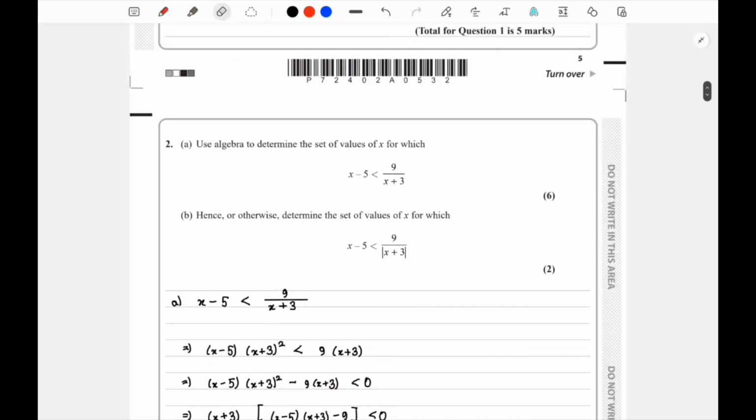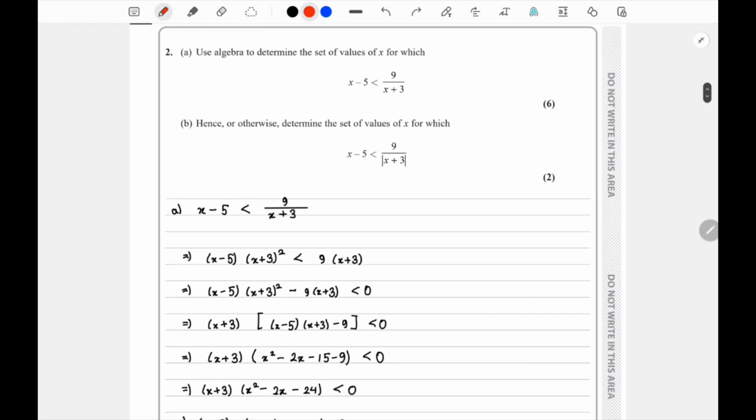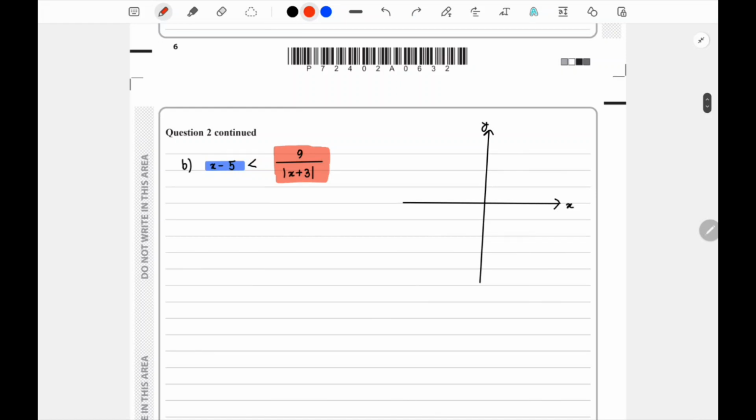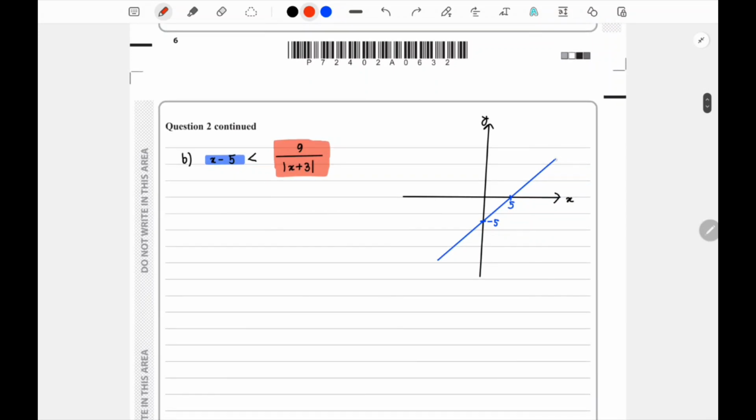So for part B, we have the same inequality, but the difference here is that x+3 is in the modulus. So the best way to do this is to think graphically. We have the set of axes over here. Let's draw x-5 here. So we have the line x-5, and then let's draw 9 by x+3 without the modulus first, which would be this. This black one is 9 by x+3.